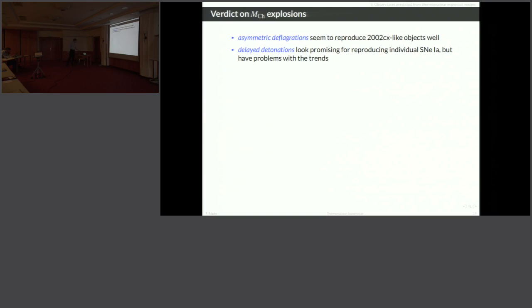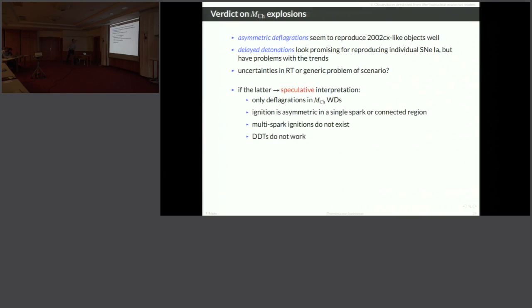This could be, as I mentioned before, a problem of the radiative transfer modeling, or it could be a generic problem of the entire scenario. This is hard to disentangle. I will just give you speculation on what it means if this is really a problem of the physical scenario. Well, it could lead to this speculative interpretation that in Chandrasekhar mass white dwarfs we have only deflagrations and no delayed detonations. Delayed detonations just don't work.